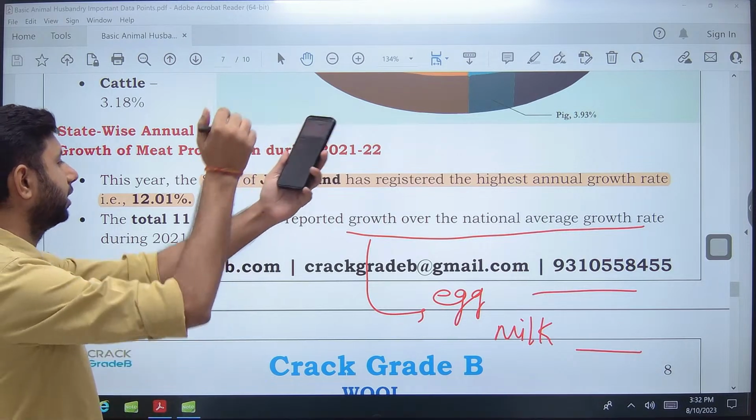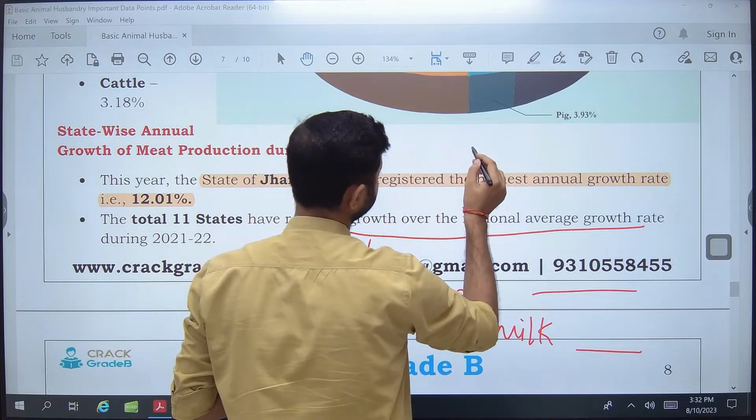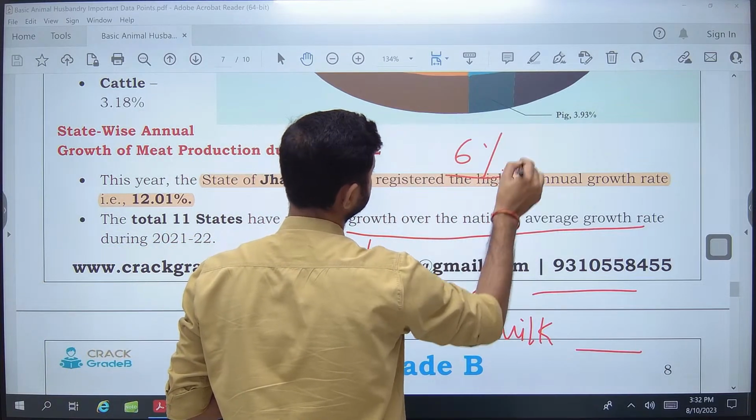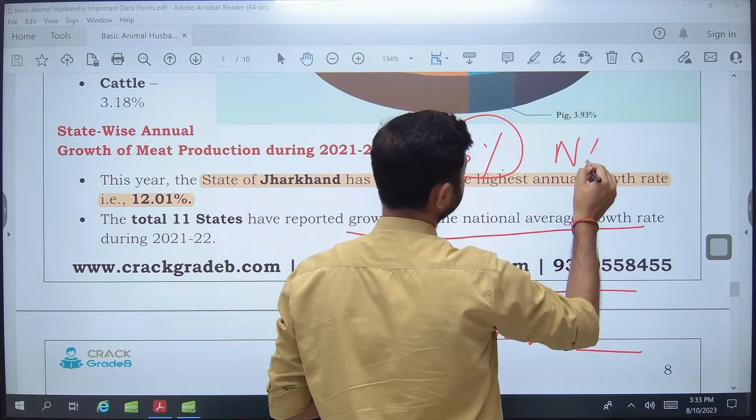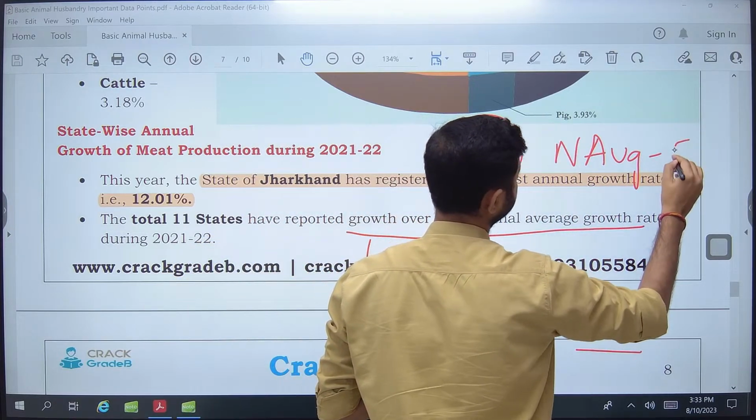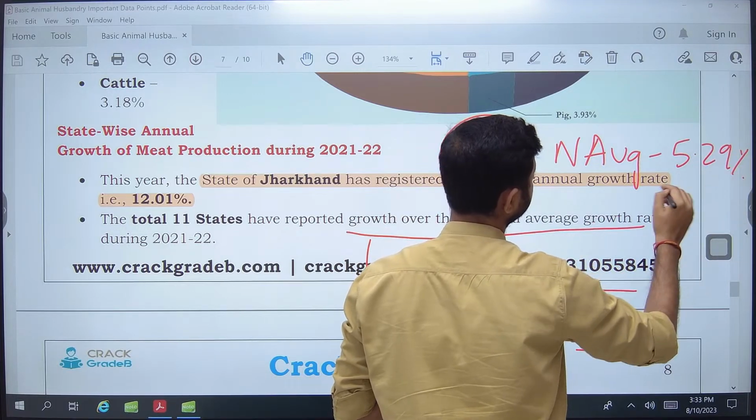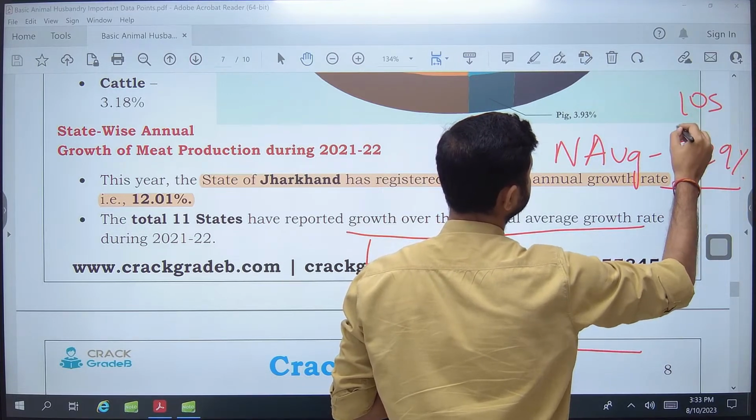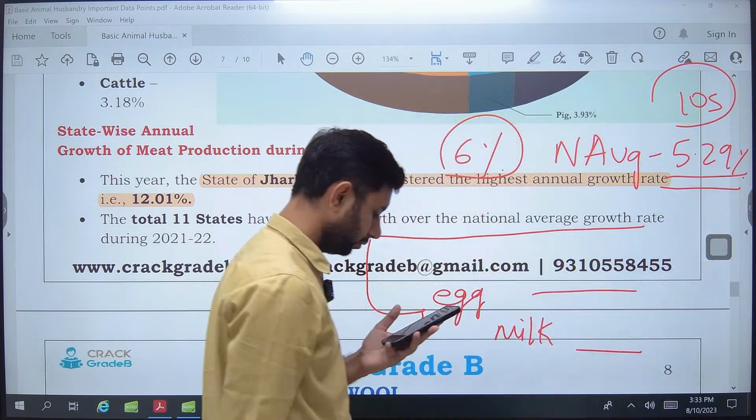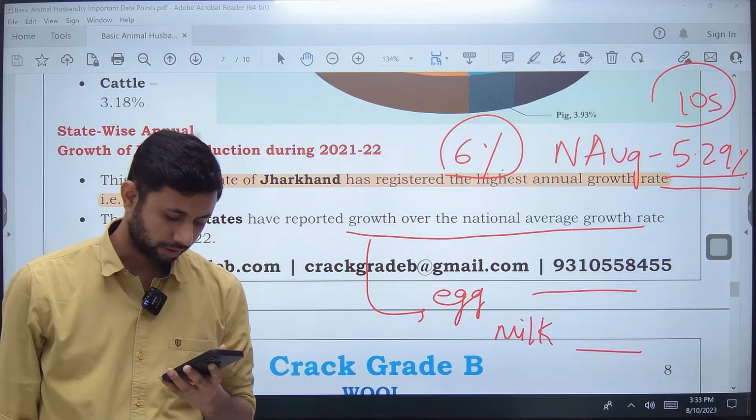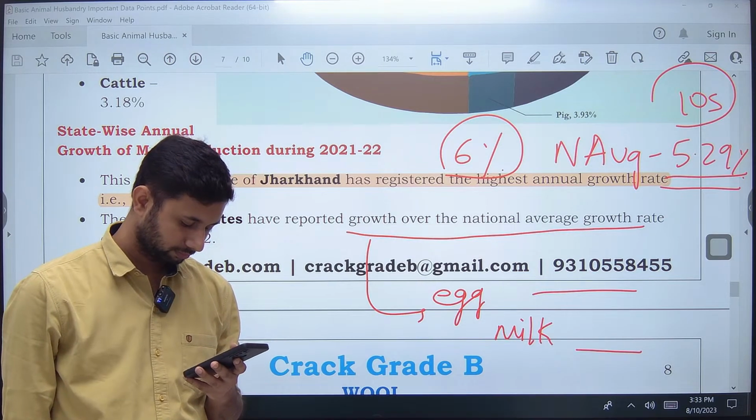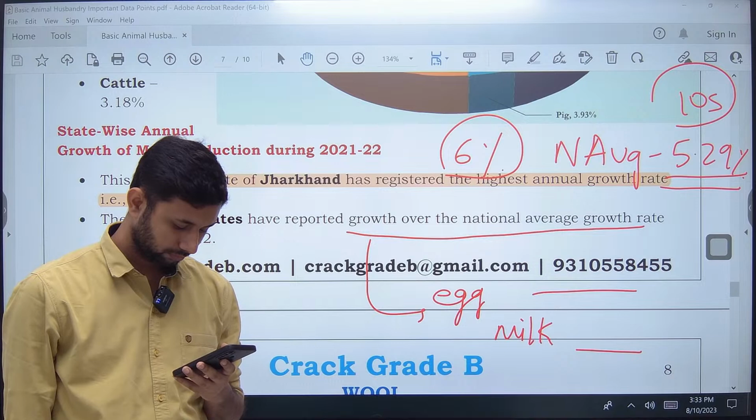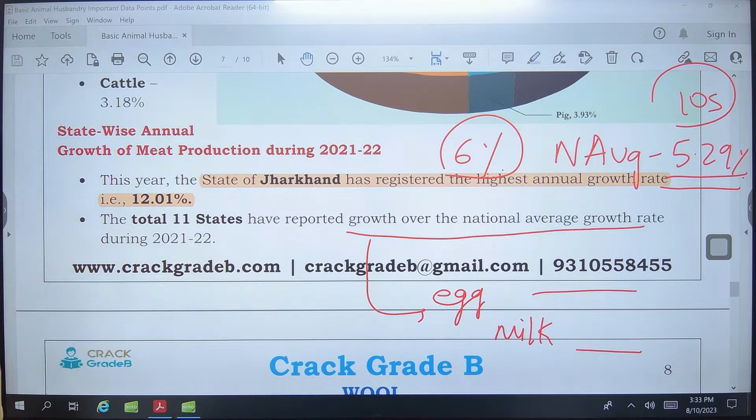No, Kirti, 6 in milk was having growth rate of more than 6%. But from national average point of view, which was 5.29% in case of milk, there were 10 states that recorded more than 5.29%. Okay, so I hope this much is clear. There should be no doubt about this. Good, good. Keep on revising this.